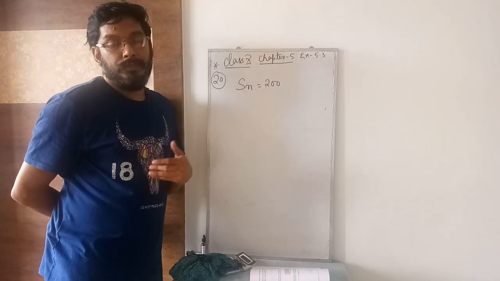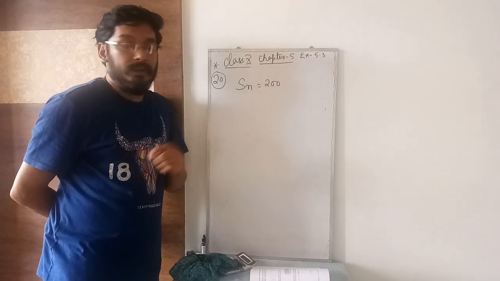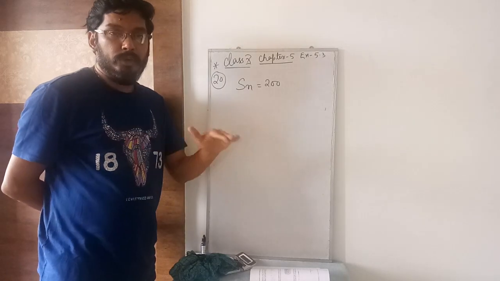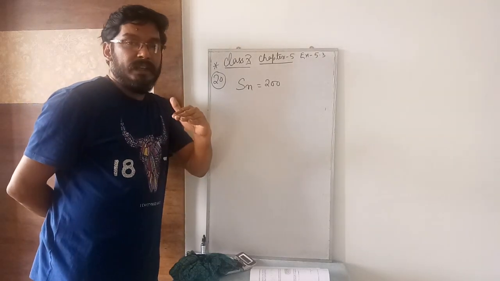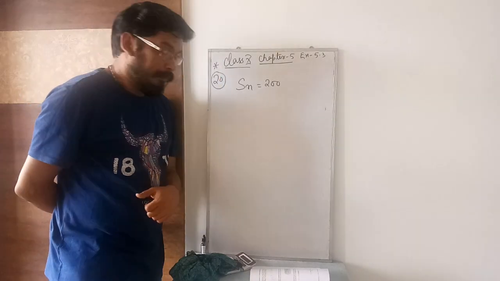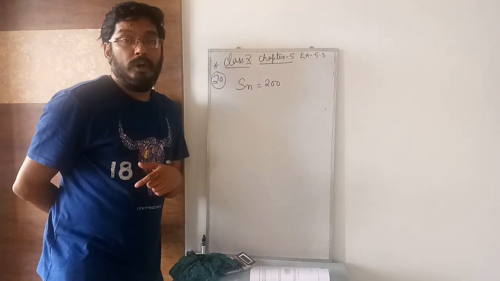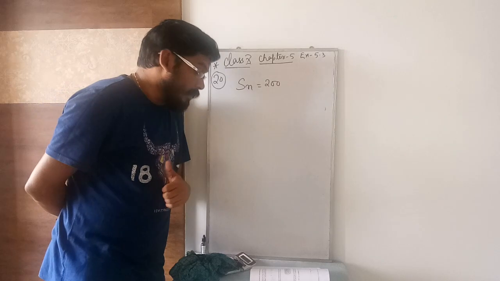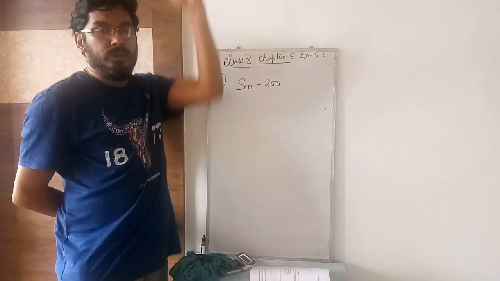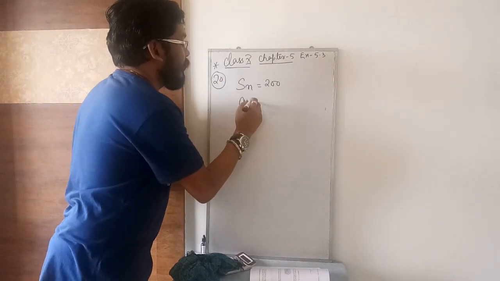So the number of rows you can make by the total number of logs given. In the bottom row you are going to place 20, then next 19, then 18, go in this way. So how many rows can you make, and what is the number of logs in the top row? Bottom row is having 20, and the last row, that means the top row, how many logs are there?